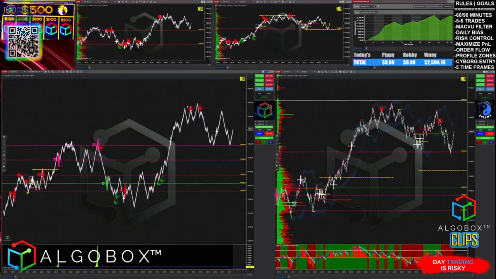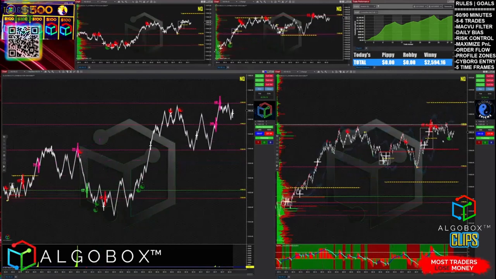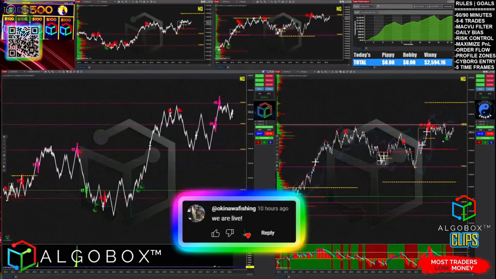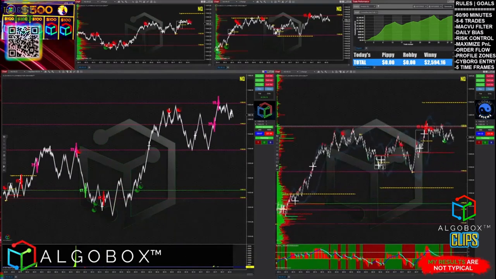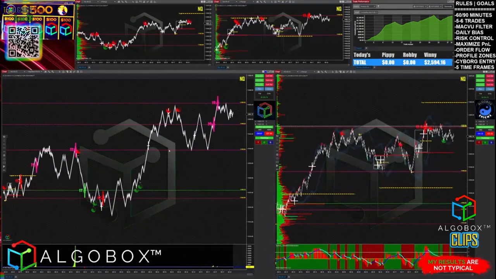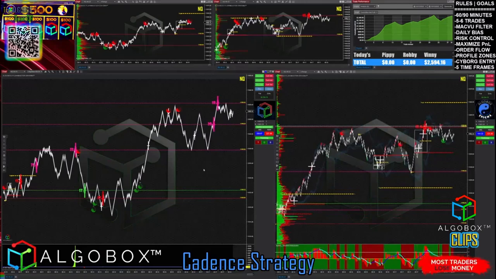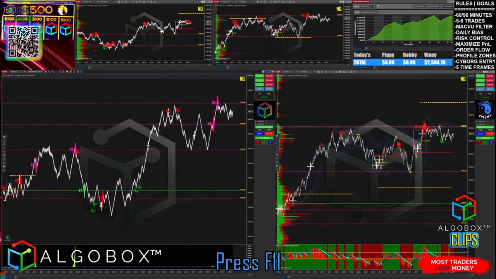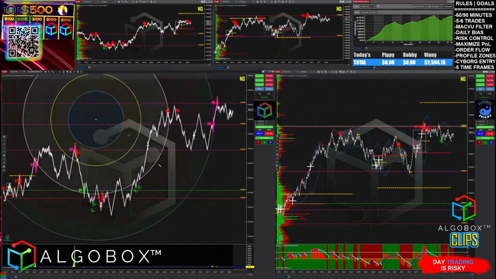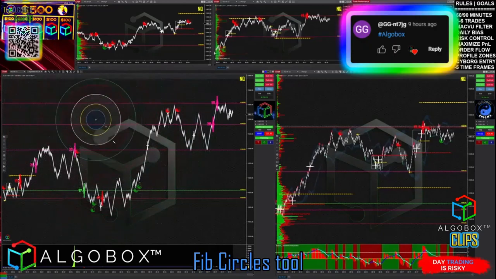Okay, so let's talk some strategy. The one I have River doing, who's out there doing his Apex funding stuff, is a simple cadence strategy. I have him press F11. F11 is the fib circles tool, this crazy thing.